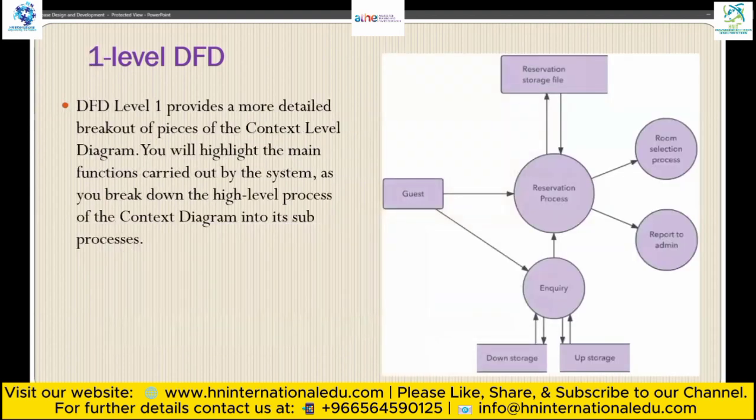First level of DFD. DFD level 1 provides a more detailed view of the zero level DFD. Level 1 provides more detailed breakouts of pieces of the context level diagram, meaning the zero level diagram. You will highlight the main functions carried out by the system as you break down the high-level process in the context diagram into sub-processes.